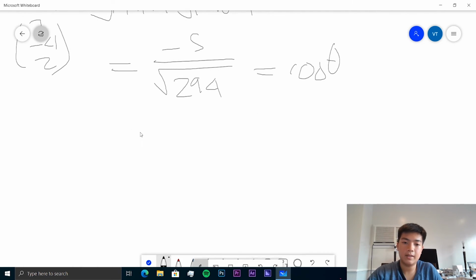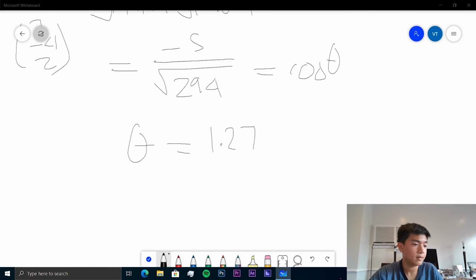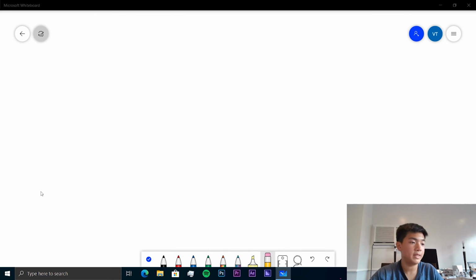So we have theta is equal to inverse cosine of that, which is equal to 1.27 radians. Is that correct? Yeah, around 1.27 radians. So that is the correct answer. It's the angle between two planes.